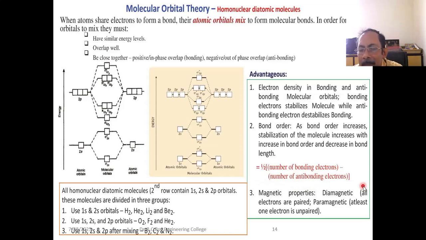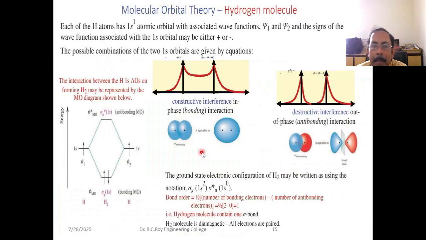Now another interesting thing here, magnetic property. Whenever you have fully filled electrons in the molecular orbitals, such as sigma and sigma star, the electrons are paired up, and the magnetic property will be diamagnetic in nature. But if the electrons are unpaired, we get paramagnetic property. And that's why oxygen is found to be paramagnetic.